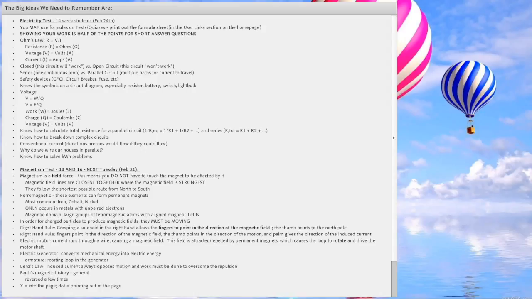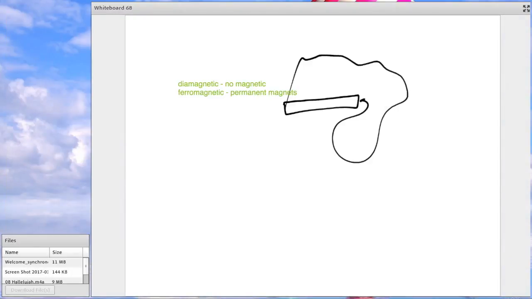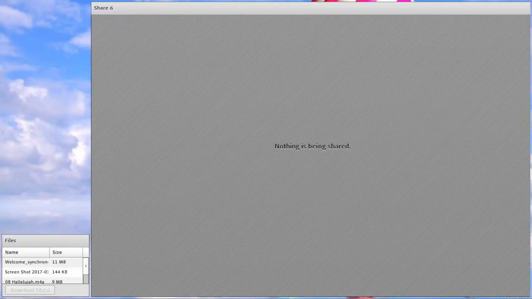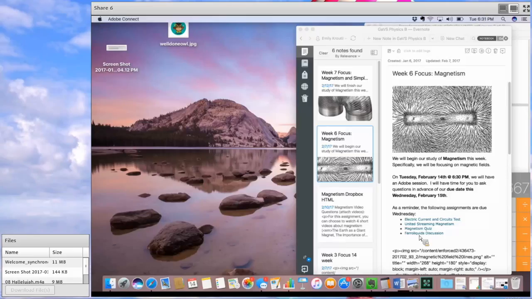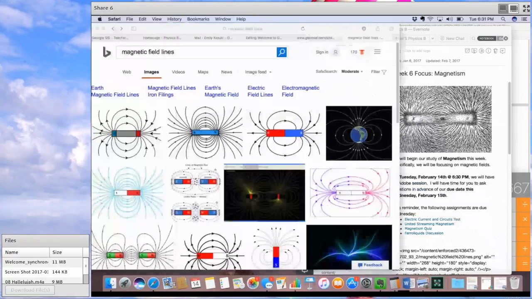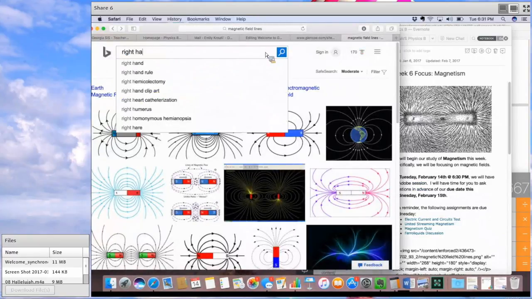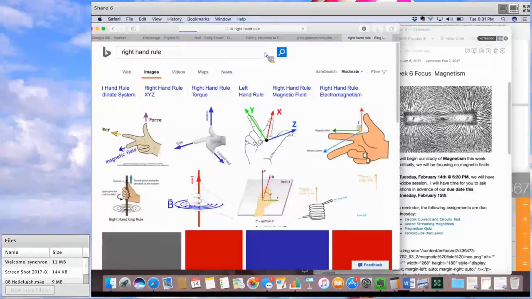Let me see if I can. I'm going to try again and Google some pictures of that. I'm not even going to try and draw a hand because I know I won't be able to do it. But that way maybe we could see them a little better. Okay, here we go.